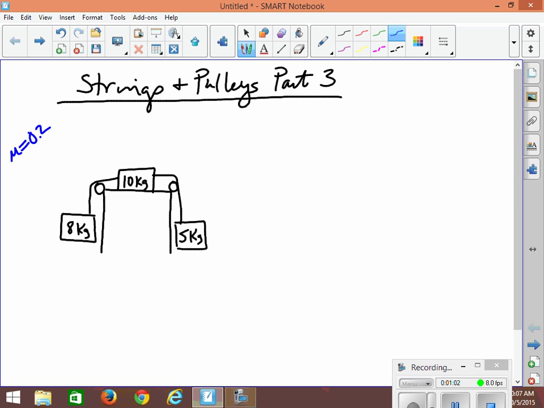Now we have two ropes, so we have two tensions. There'll be a tension in the rope over here we'll call T1, and the tension over here we'll call T2. Our goal is to eventually find how much tension there is, T1 and T2. Find them both. So that's what we're after.